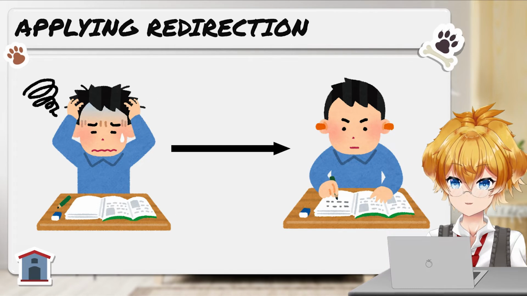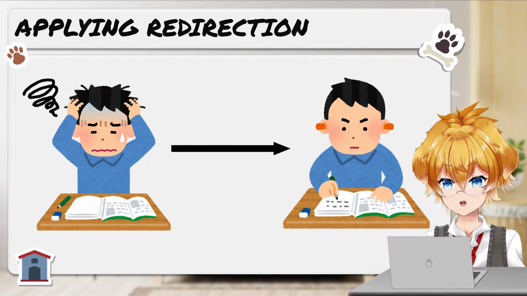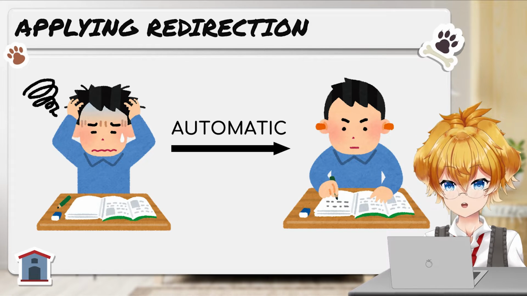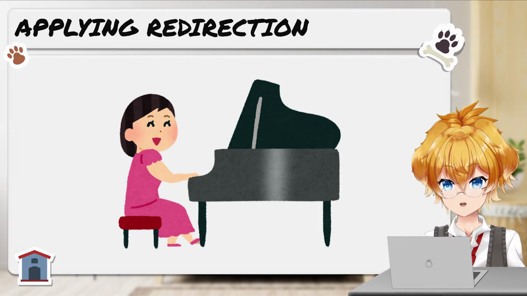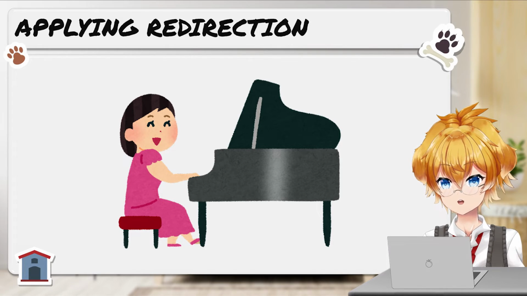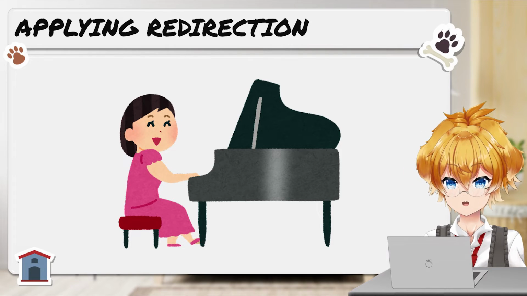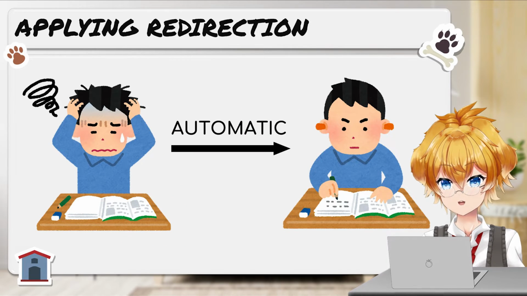Now, your goal for practicing is not to just know how to redirect your thoughts. Your goal is to be able to do it automatically. If you are a pianist practicing for a performance, then one goal you have is to practice until you are able to play the song naturally and automatically, without having to consciously think about which fingers to move. You want muscle memory to be able to do it for you automatically. Our aim when we practice redirection is similar. We want to be able to redirect ourselves automatically.